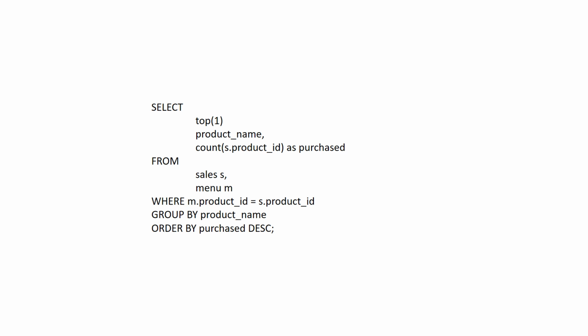Okay. And then lastly, I order by purchased descending. So this orders the result by the purchased column in descending order, that is highest count of purchase first, and then by the product name column in ascending order, that will be done alphabetically. The descending keyword is used to sort the purchased column in descending order. Okay, so this is the whole explanation for the query that I have written here.